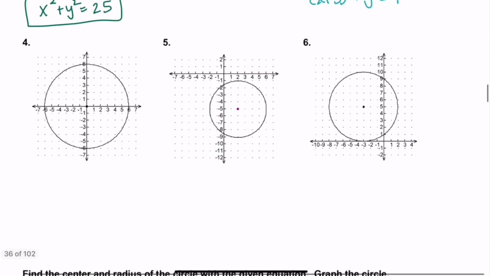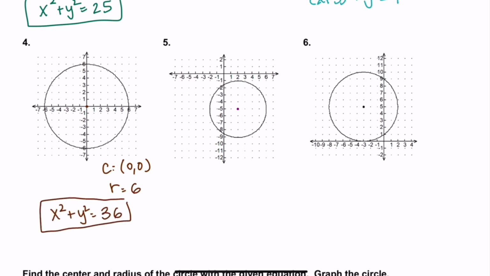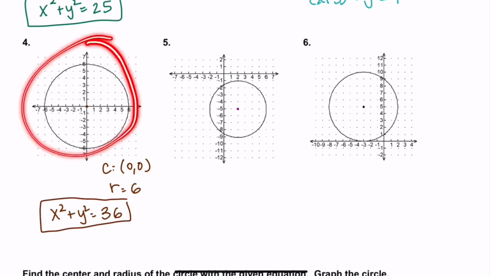Now we're given this circle here. We're going to write down our center. Our center here is at 0, 0. Our radius, we're going to count over from the center to the edge of the circle at 6, no matter which, if we go up, down, left, or right. So my radius is 6. So we're going to have x squared plus y squared equals our radius squared. 6 times 6 is 36. So this would be the equation of this circle here.